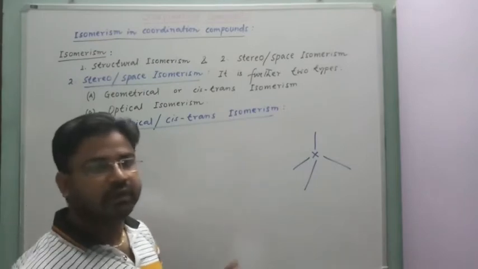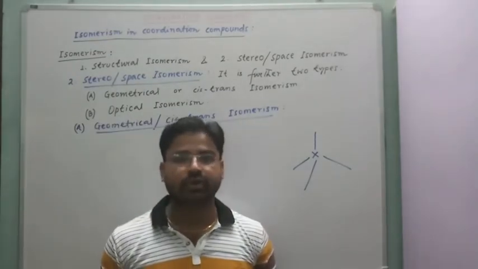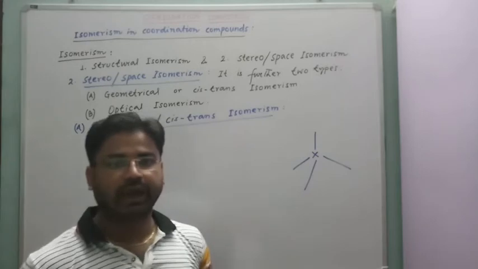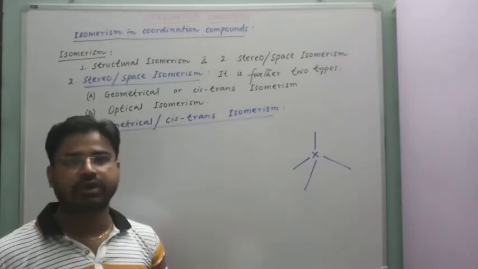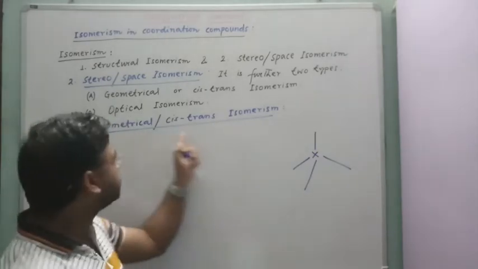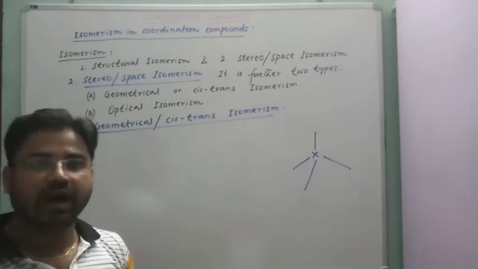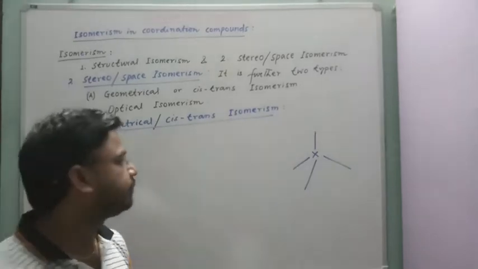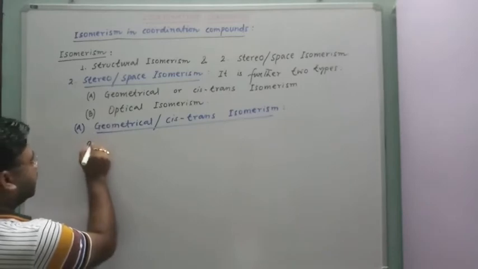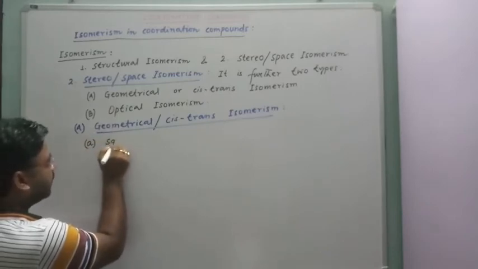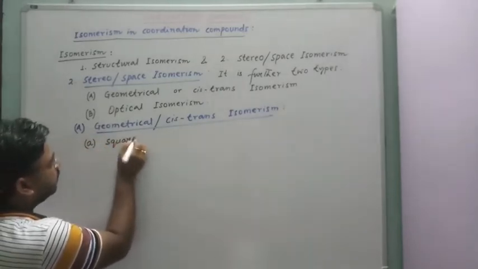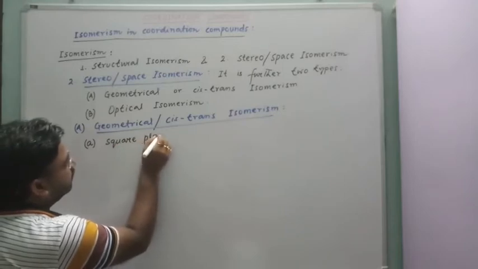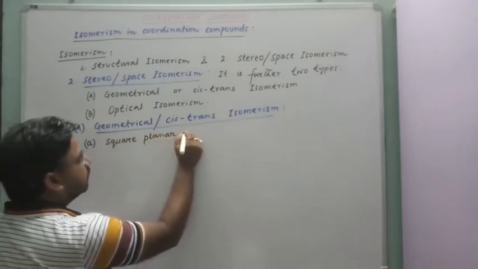That's why tetrahedral complex also cannot show cis-trans isomers. But the square planar complexes with coordination number 4 and octahedral complexes with coordination number 6 can show geometrical or cis-trans isomers. So let's see. So number A, square planar complex.